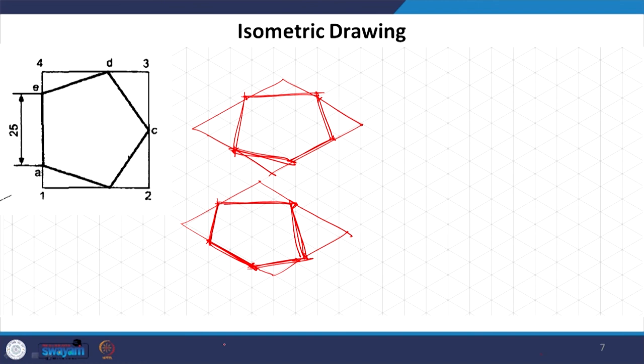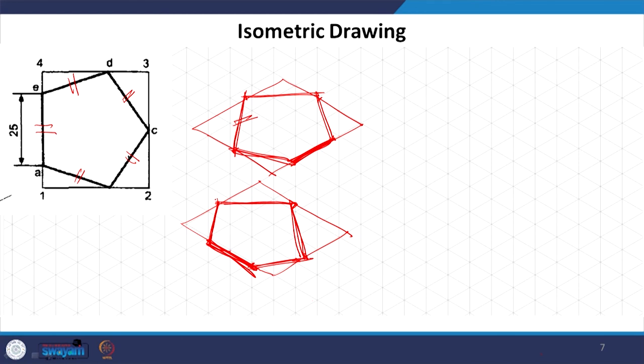One thing that you have to very clearly remember is that you cannot measure the non-isometric lines. You can never measure them, and you should not measure them. Sometimes they will be elongated, sometimes they will be diminished, for example this one and this one here. In the original pentagon, they are all equal, right? But when you draw it in isometric, only the isometric lines can be measured. The rest cannot be measured. They can only be visualized. So never try to measure the non-isometric lines. You should only measure the isometric lines.